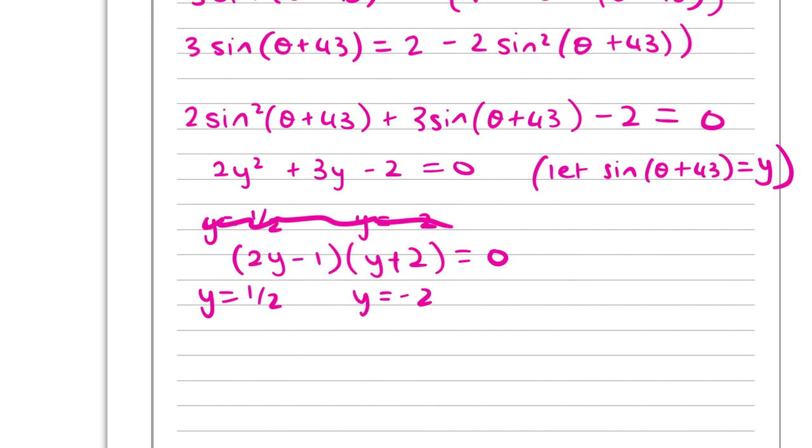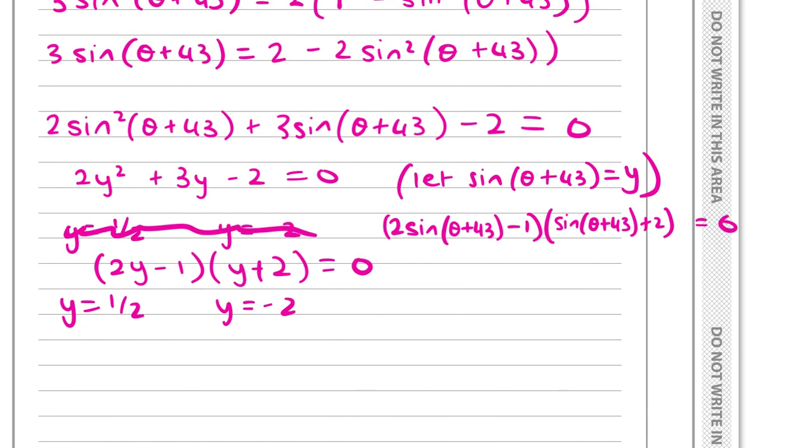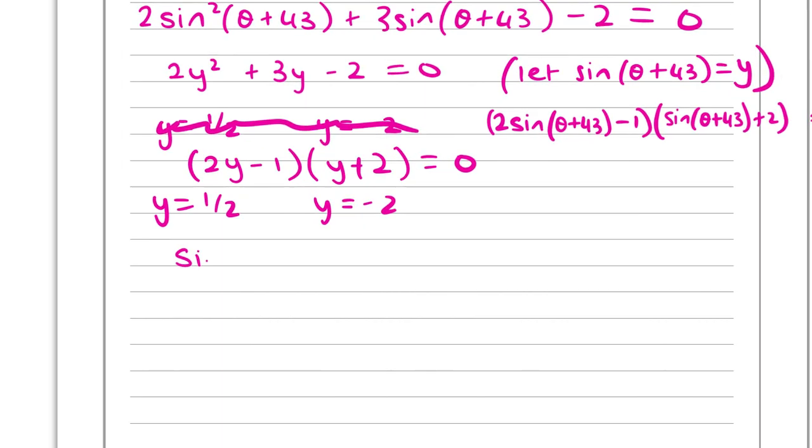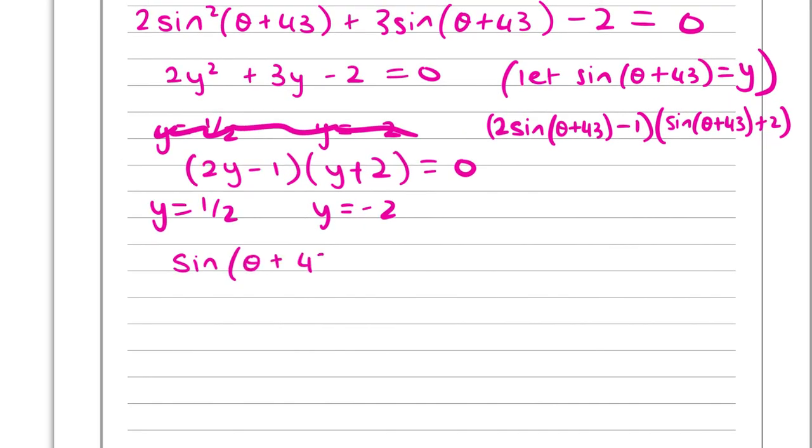Now, similarly, if you didn't want to let y equal, you could just do this: 2 sine of theta plus 43 minus 1, bracket, sine theta plus 43 plus 2. Okay, you can do that. So you see I factorized it there. Either way is fine. Right, so what do we know now? I know then that sine of theta plus 43 equals a half, and sine of theta plus 43 equals negative 2. So what do I do now?